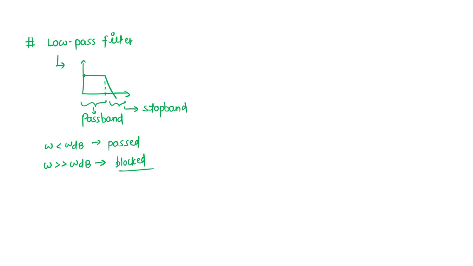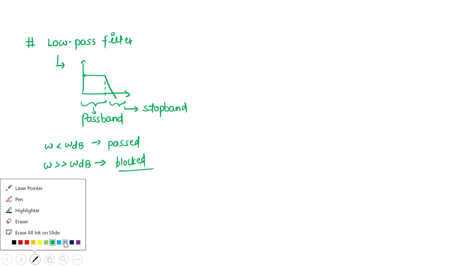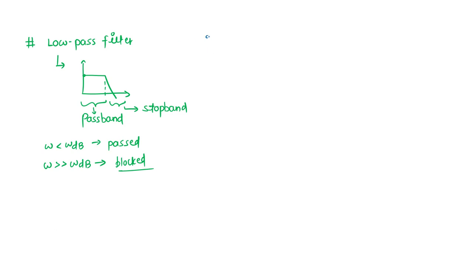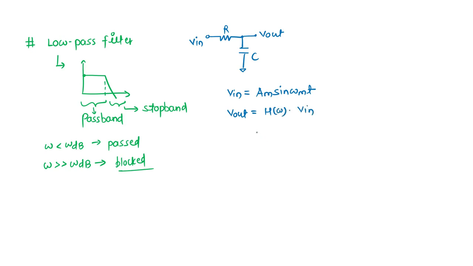Now let's come to the RC circuits and see how it will behave in terms of time. Time and everything matters here. Now this is our RC circuit. I want to see the output, and let's say I am applying some voltage input here. If my input voltage is Am sine of omega mt, my output is nothing but H of omega times v in, which we already have seen.